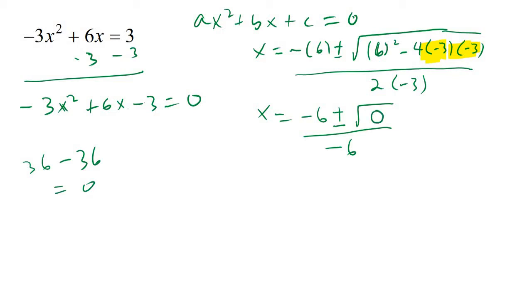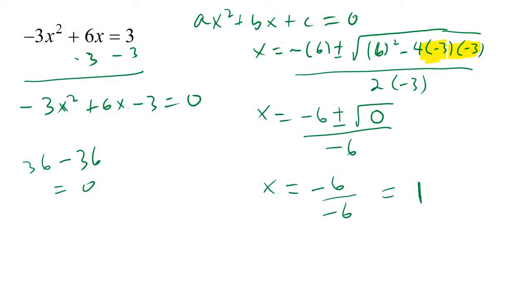Now, what we can do is just observe that the square root of 0 is 0, so that quantity is gone. And the plus or minus doesn't matter anymore because there's nothing to add to, there's nothing to subtract from. So the numerator is just negative 6, and the denominator is negative 6. And when you divide negative 6 by negative 6, you get 1. That is the only one solution we have.